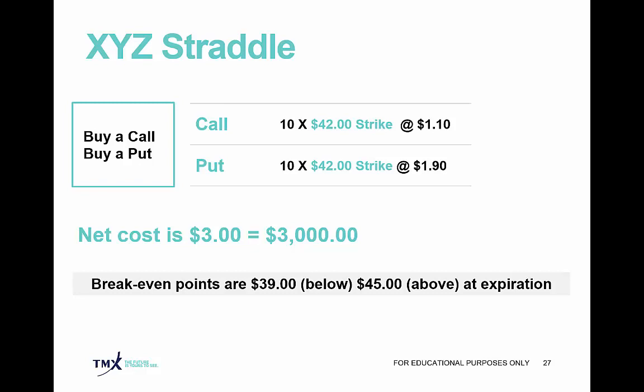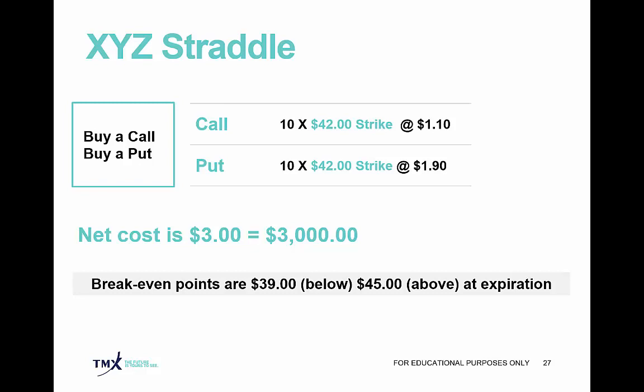Now, we need to recognize that we have two break-even points here, right? So we start to make money as the shares are trading below 39 or above 45 at expiration. Why?